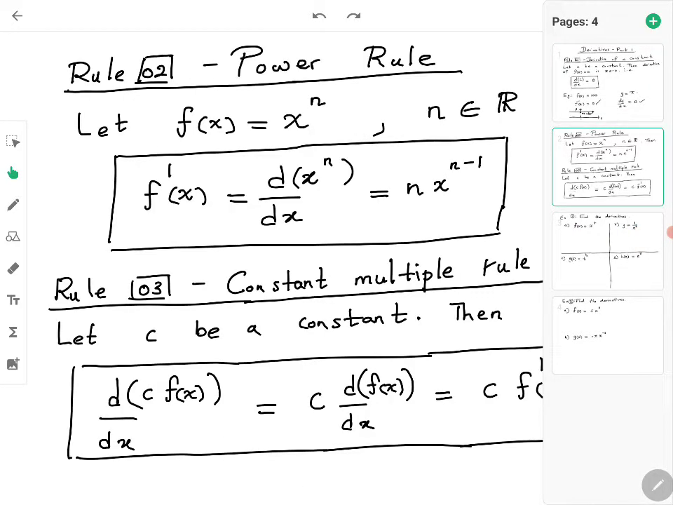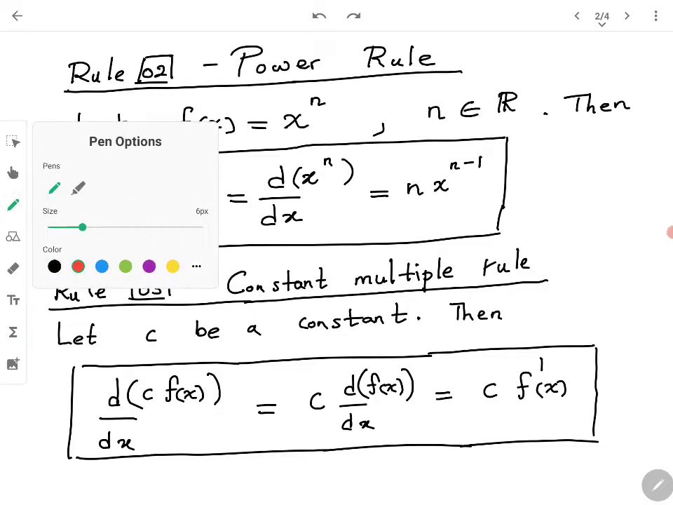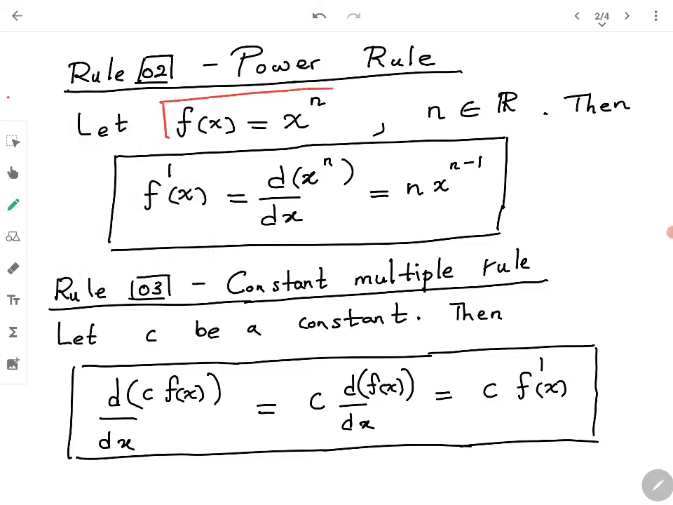Then the second rule is called the power rule. Here we are considering the power function. The power function has this form: x raised to some power n, and n is any real number. So n can be anything, any real number. x is the variable, and n is the power. If you have a function like this, this is called a power function.